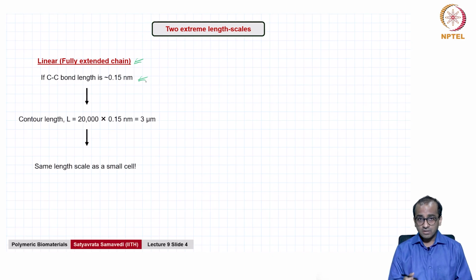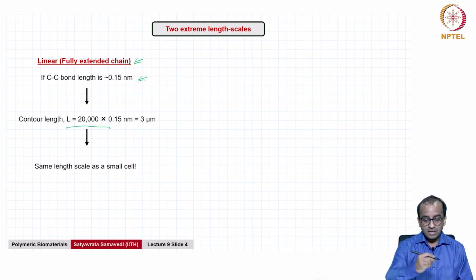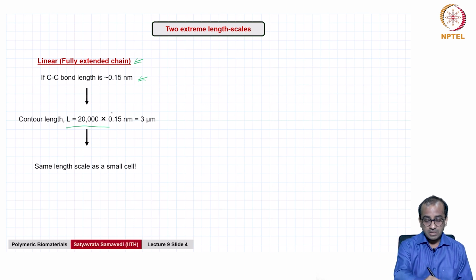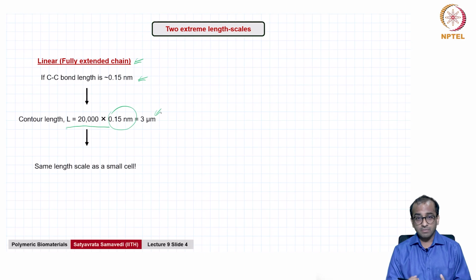and if you consider for the example given earlier with 20,000 carbon-carbon bonds, then the contour length from one end of the polymer to the other end in the fully extended stretched chain state would be 20,000 times 0.15 nanometers, which will roughly be about 3 microns.